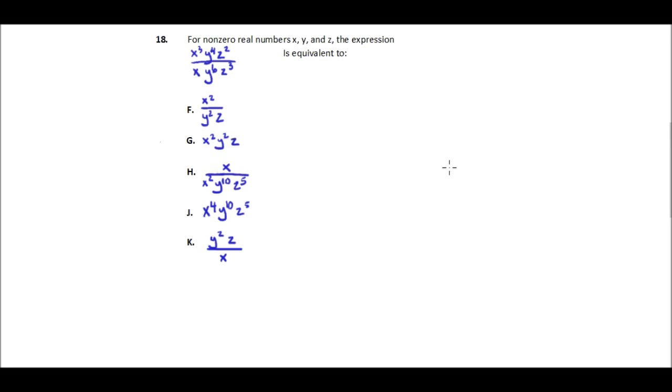This is question number 18 for the ACT math exam I'm working through, and this one is going to test your ability to divide exponents and really to work with fractions with exponents in them, right? So here's the question. For non-zero real numbers x, y, and z, the expression x cubed y to the fourth z squared over x y to the sixth z cubed is equivalent to what?